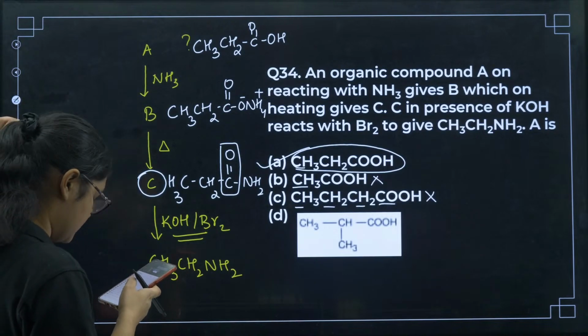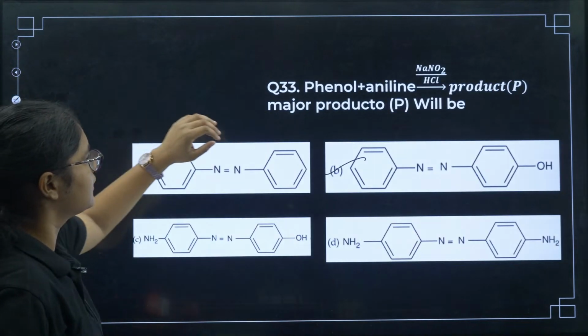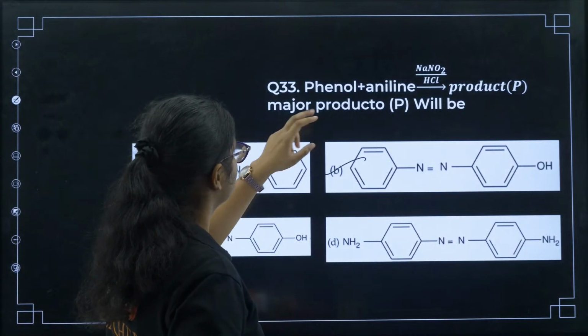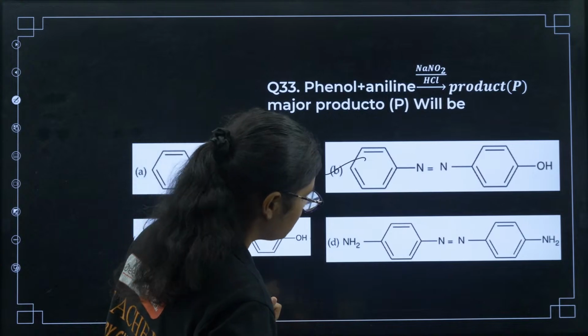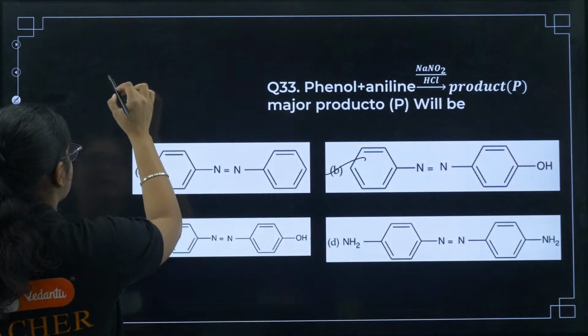One second, Pradeep has question number 33 here. Phenol plus aniline. No dear, it is phenol plus aniline, right?